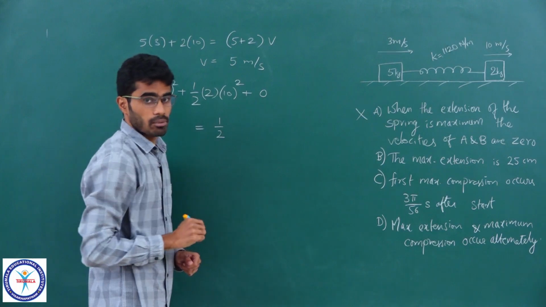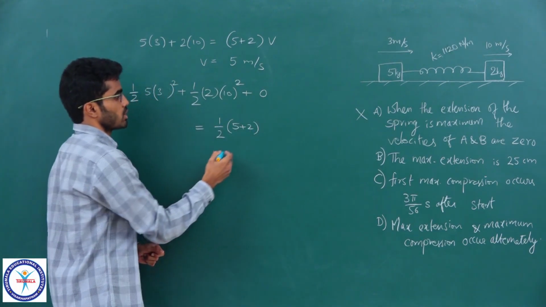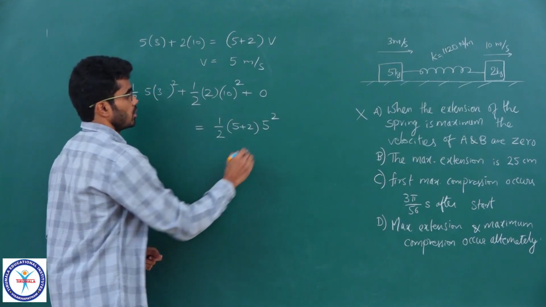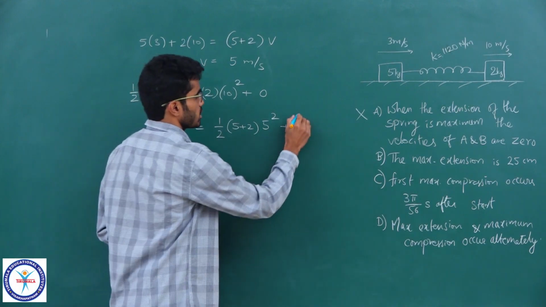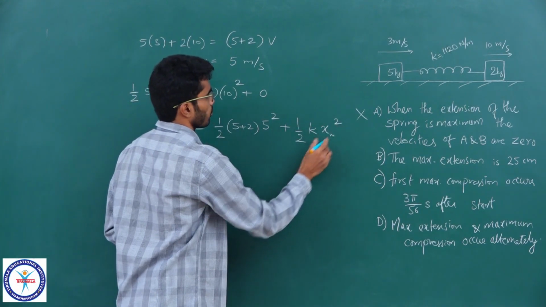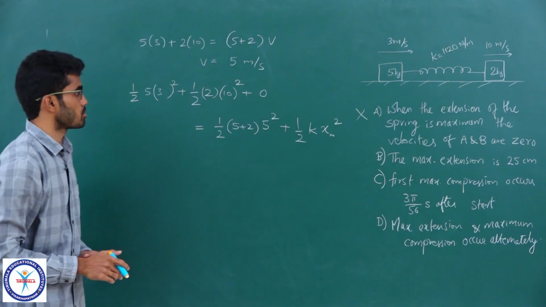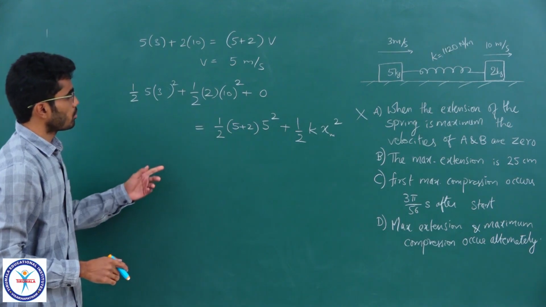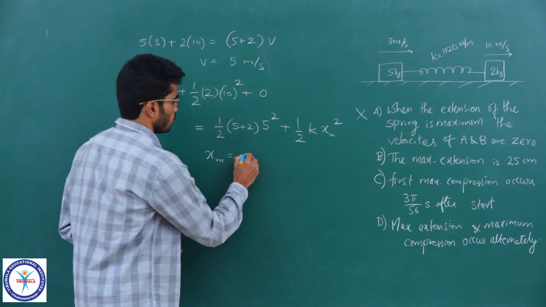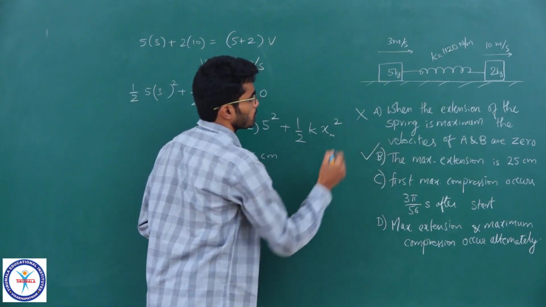They both possess the same velocity, so I am taking them as one mass, half of 5 plus 2 into velocity square. The velocity we have just calculated, 5 square, plus the maximum extension, let us say it is some xm, half k xm square. So, from this you should be able to calculate xm, and that will come out to be 25 centimeter. This should be the correct option.